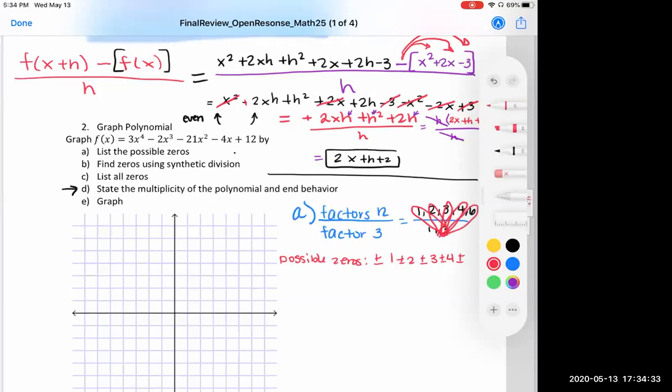So now I have to add to it. So I have plus or minus 1 over 3, plus or minus 2 over 3, plus or minus 4 over 3. And those are the ones that didn't reduce to a whole number. All right, any questions about A?